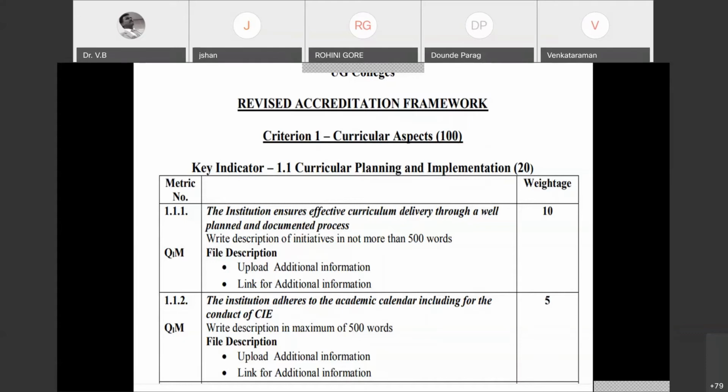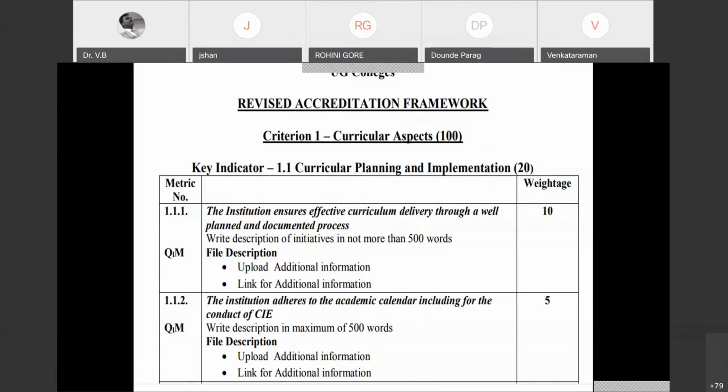Or in case the file is too large to be uploaded, in that case you can give the link for additional information. It is either of those. You can either upload the file directly, or you can give the link for the additional information. Now, in all the questions, this option will be asked whether you are going to upload the actual data or whether you are going to give the link for the additional information.